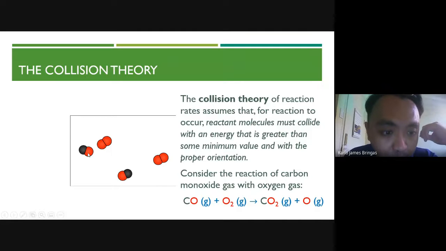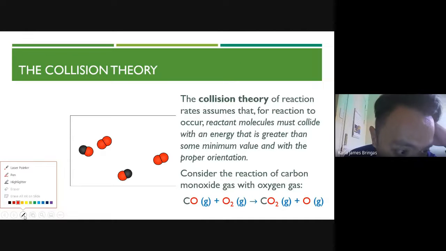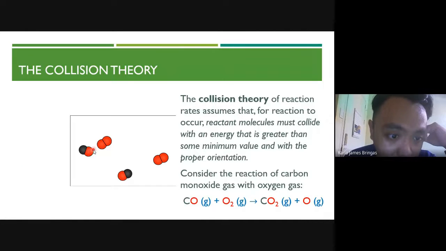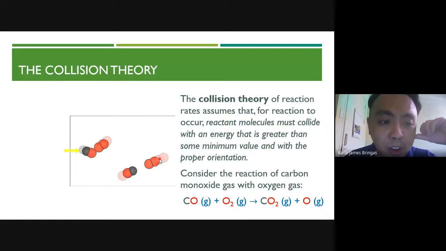So we have carbon monoxide. This is it, right over here. Let me use the pointer again. This is the carbon monoxide molecule, and you have the O2 molecule right over here, another CO molecule, and another oxygen molecule right over here. Now let's say that we try to observe them colliding with one another. Let's look at this one, the one with the yellow arrow here at the top.